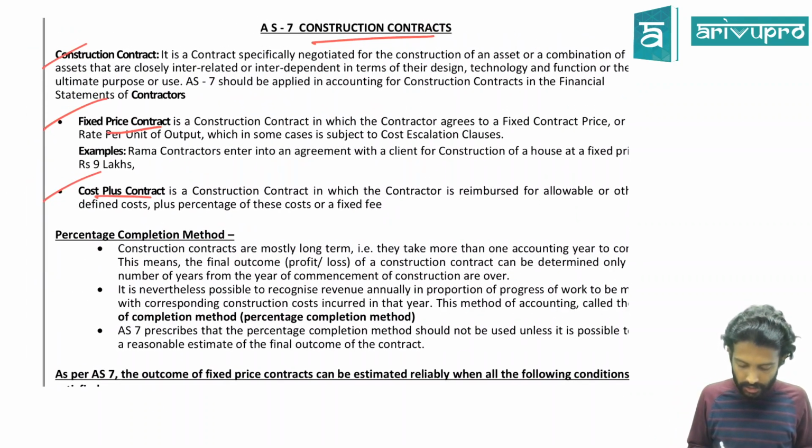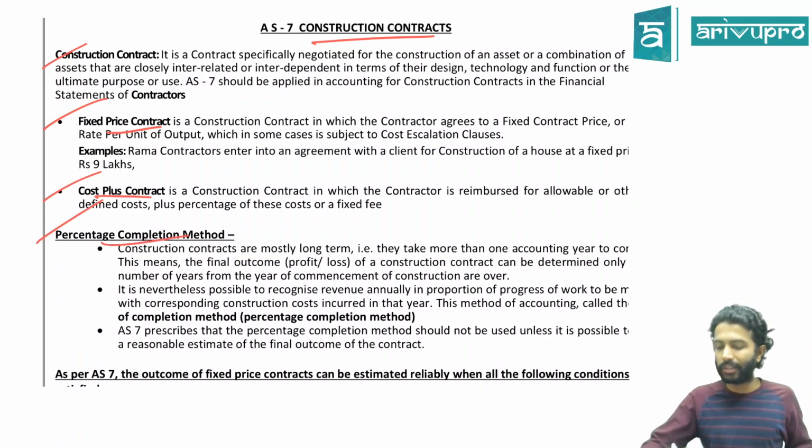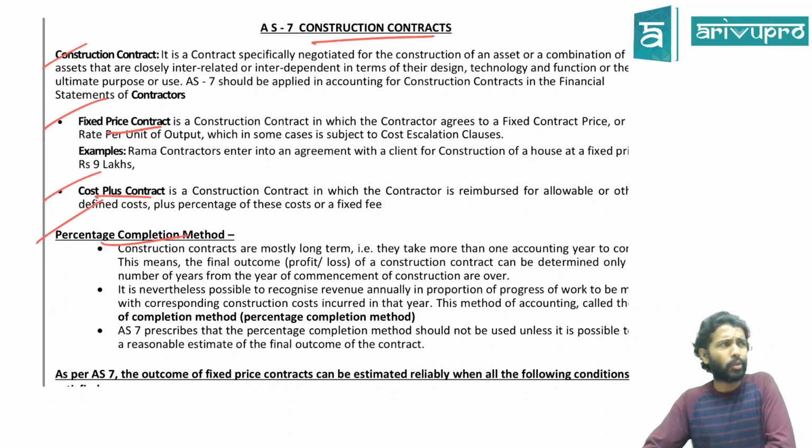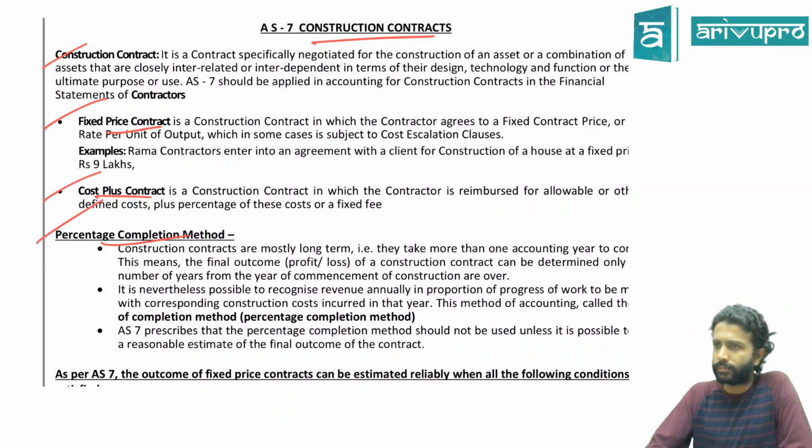Under AS 7, we use something known as the percentage completion method. Why do we have to use any method? It is simple, no? A contractor is building a flyover. He will know how much he has spent. Whatever he is getting, he'll book as revenue. Whatever he is spending, he'll book as expense. Why is any method required?